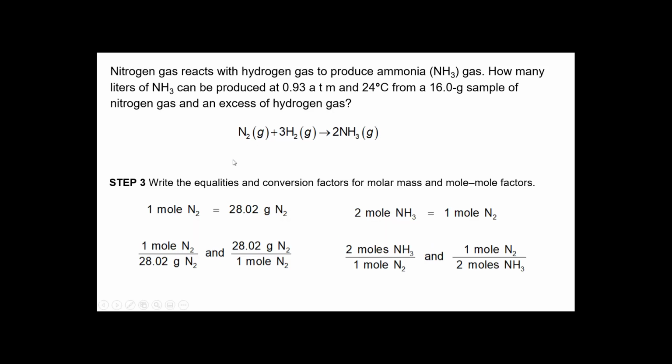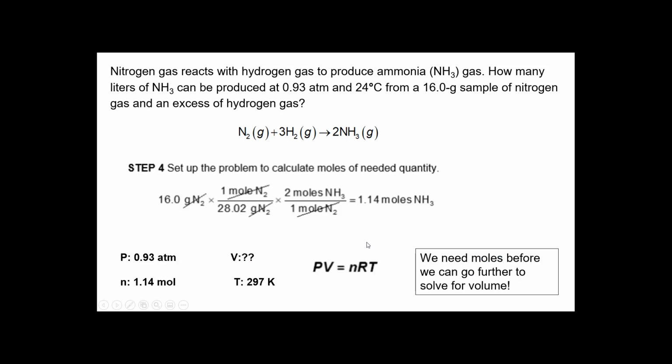So here are our conversions. We have 1 mole of nitrogen with the molar mass, and we can set that up. We have 2 moles to 1 mole, and we can set that up. So this is everything I discussed on the other page. So let's set it up. We have 16 grams, and we use our molar mass to get to our moles. Now we can use the ratio between 1 to 2, and we solve for that. So nitrogen is now gone. We are in ammonia, which is what we want, and we have 2 moles of ammonia. So when we plug all this in, we have 1.14 moles of ammonia.